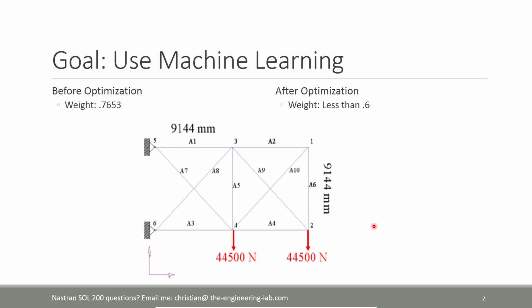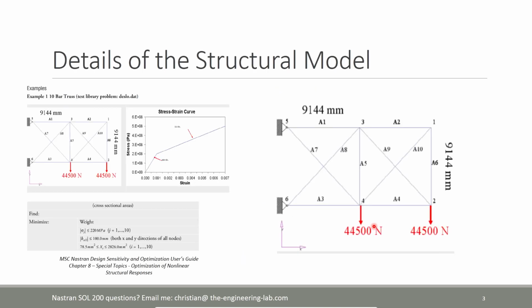So here you can see that at the beginning of this optimization, the weight of this truss is 0.7653 units of mass. And then after this optimization, we get a new weight of about 0.6. Now, why are we using machine learning for this particular problem?